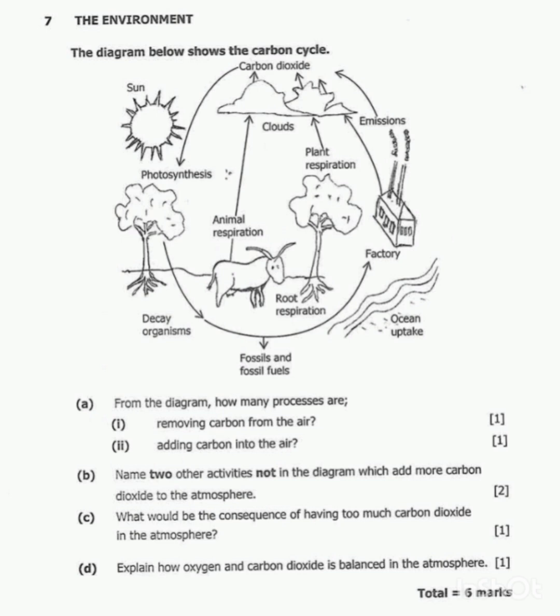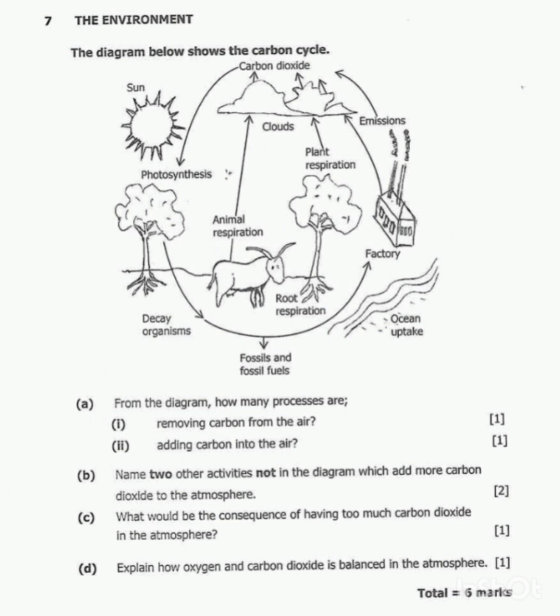Okay, then question C. What would be the consequence of having too much carbon dioxide in the atmosphere? So the consequence is this can result in global warming. So it causes global warming. It also causes acid rain. So number 1 causes global warming. Number 2 causes acid rain.